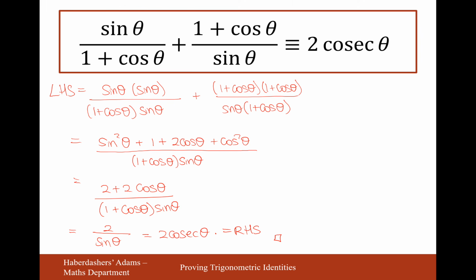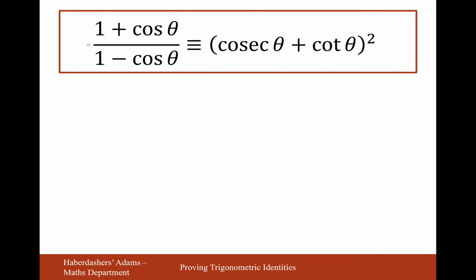Okay, on to the final one now. 1 plus cos theta over 1 minus cos theta is identical to cosec theta plus cot theta squared. What I think I might do here is I might work on the left hand side and the right hand side a little bit. I think probably the right hand side might be a good place to start. If I expand the brackets, I get cosec squared theta plus 2 cosec cot theta plus cot squared theta.